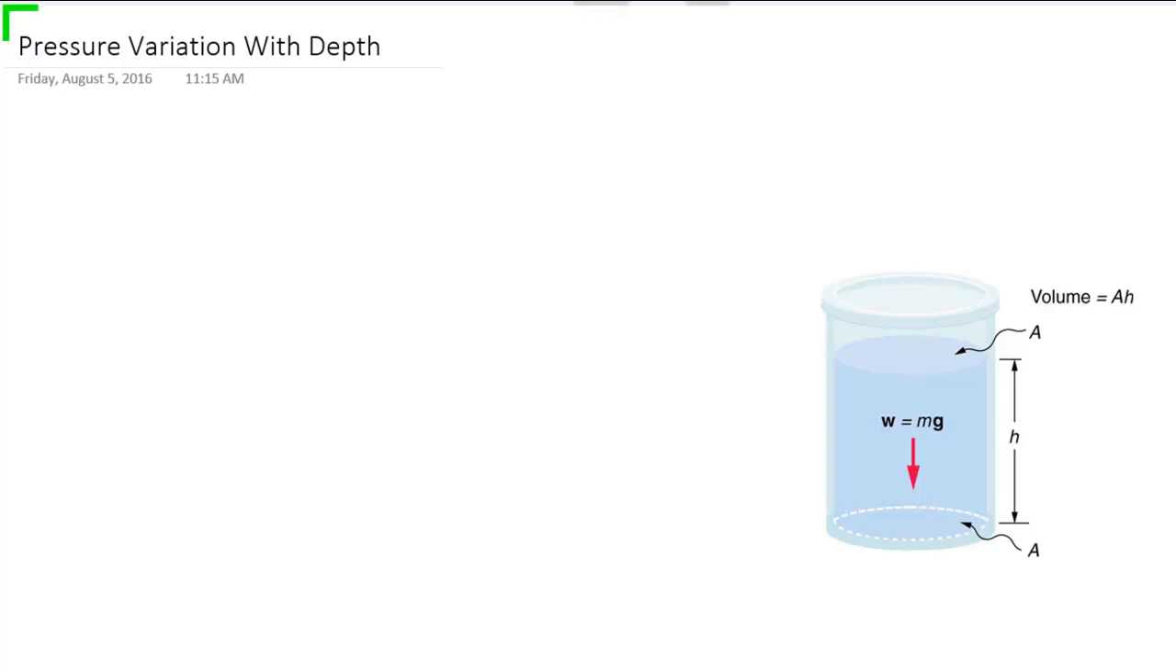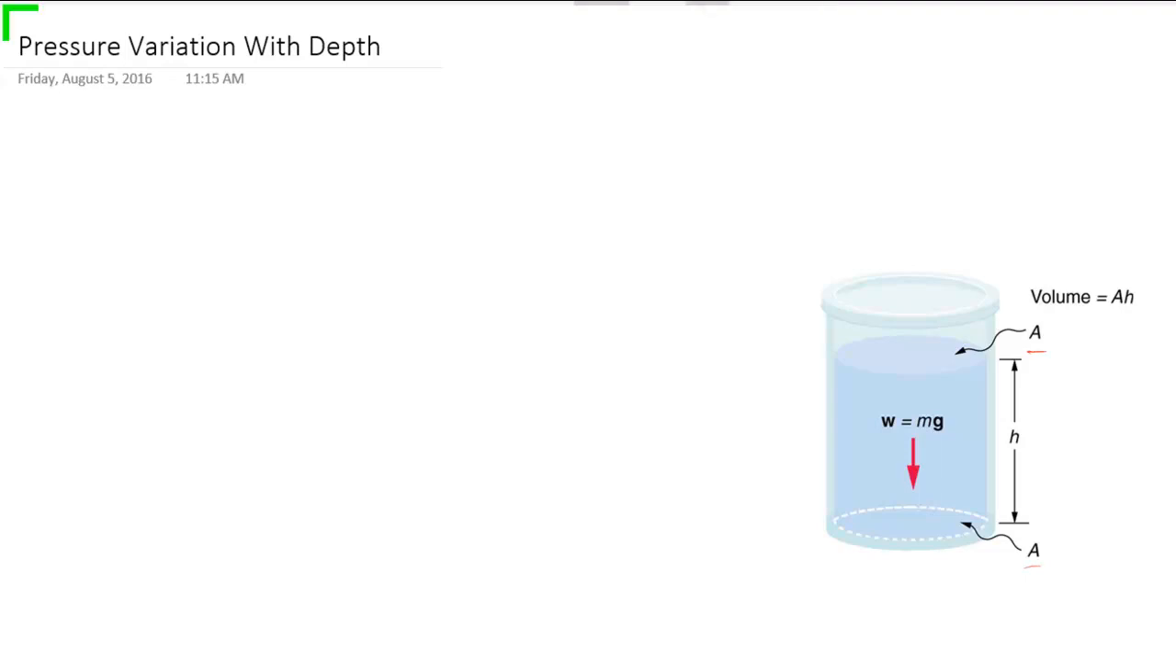Okay, let's talk about how pressure varies with depth. Consider that we have a cylindrical container of some fluid over here with a base and top area of A. So these areas are A, and it's a straight wall, so it has the same area A on top and bottom, and it has a height of H.